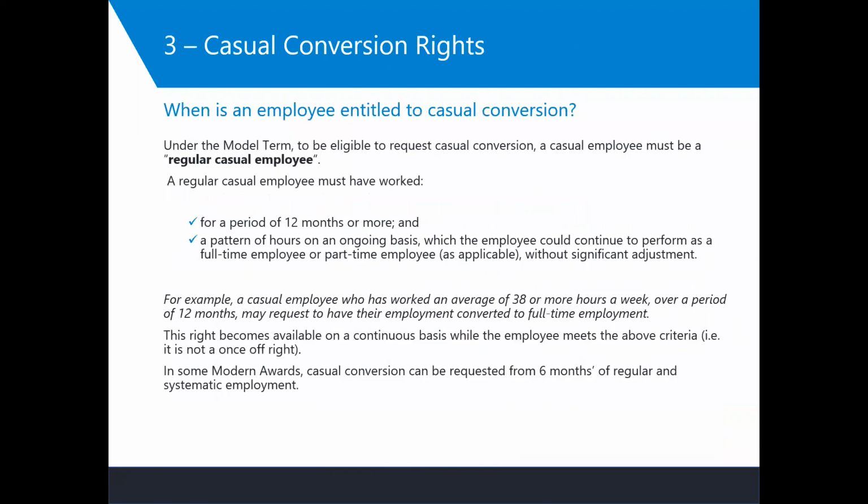So when is an employee entitled to casual conversion? Well, it comes back to one of those definitions I was talking about before, of the regular casual employee. To be a regular casual employee, you must have worked for 12 months or more, and your hours must be, I guess what you could say, regular and systematic. They must be on an ongoing basis and which the employee could continue to perform as a part or full-time employee without significant adjustment. So if you were doing 38 or more, you would be applying to convert to full-time. If you're doing something less than that, you'd be applying to convert to a part-time employee.